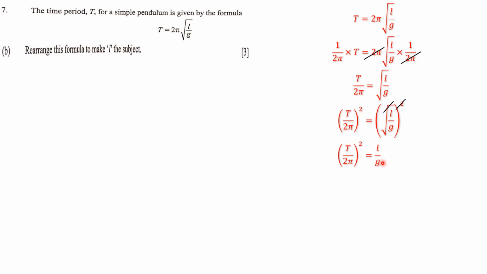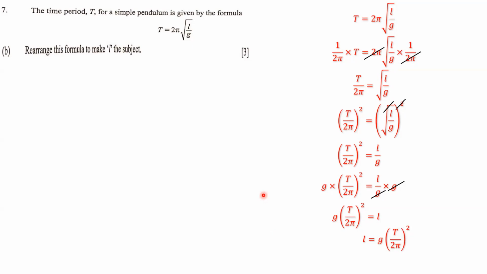In order to get rid of G, we have to multiply both sides by G. The reason we want to do this is because we want to cancel out the G's. If we multiply both sides by G, this G and that G will cancel out each other. And so we are just left with L equals G times T over pi all squared. Let's switch sides. So L is going to be equal to G times T over 2 pi all squared. And that's our final answer for L.